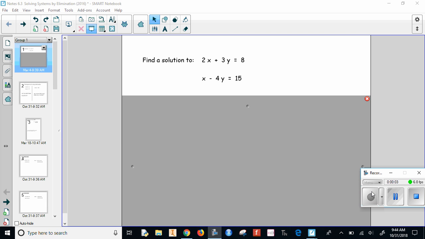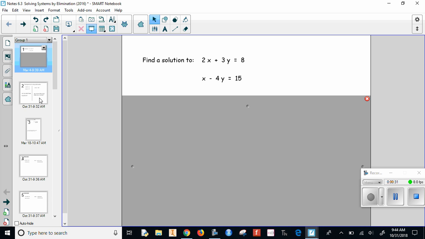Hello. When we are trying to find a solution to a system of linear equations, like we are here, we've learned two methods so far. We can graph them, totally the easiest. We can use substitution, add 4y, substitute that in for x, and so on. That works. But sometimes there's another method called elimination that works a lot better.